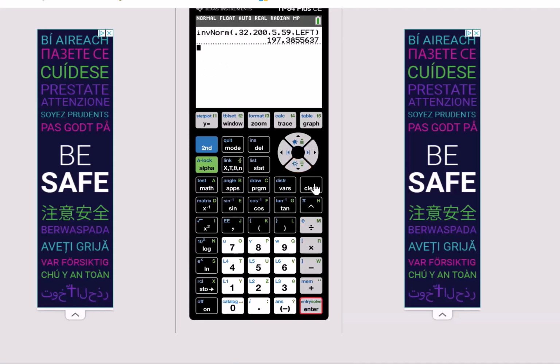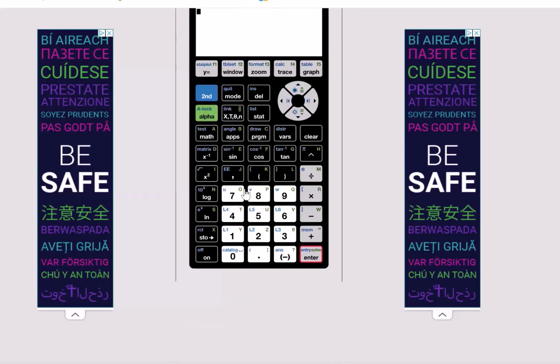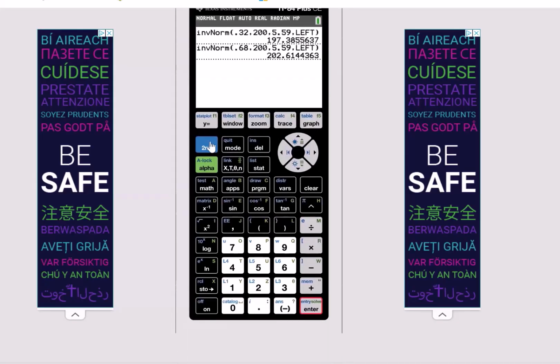So you get 197.386, if you keep three decimals. And the same thing for B, it's just the inverse norm with the area 0.68. Everything is the same, pasted here. 202.614, right?